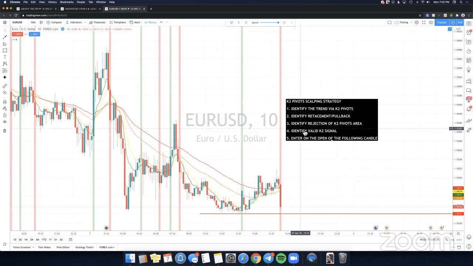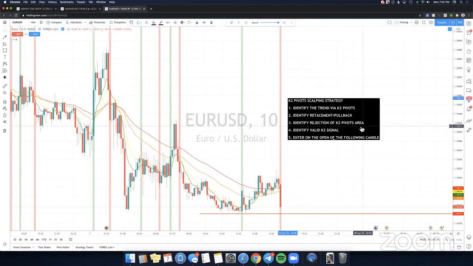And then for the third requirement, you want to identify a rejection of the K2 pivots area. So basically, you're identifying the same thing. So right here, you identified a rejection going the opposite direction. For number three, you want to identify a rejection going back to the correct direction.